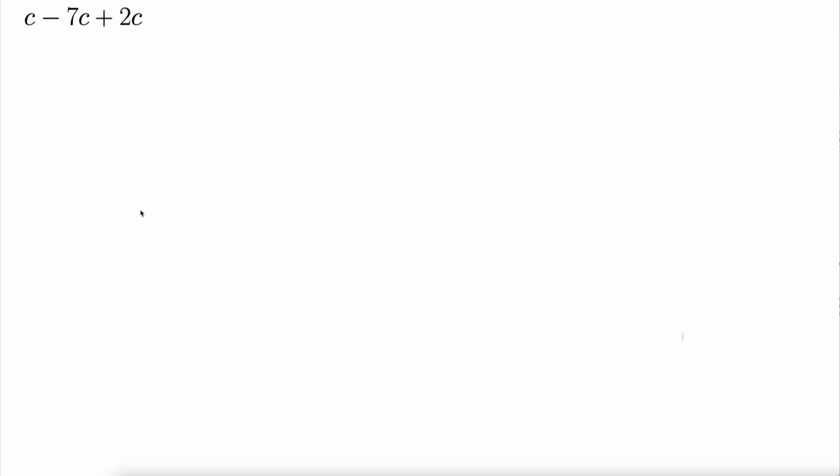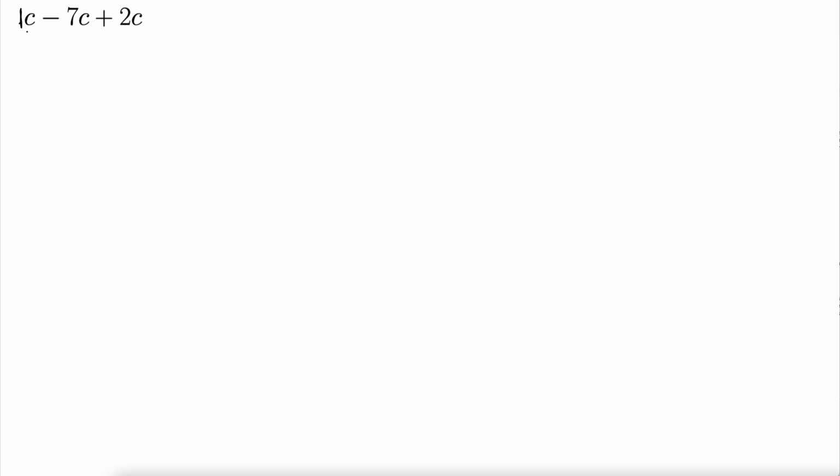The goal of this exercise is to combine like terms. So let's see what we have here. We have c minus 7c plus 2c. And when you see a variable by itself like this, remember there's kind of a hidden 1 in front of it. 1c is the same as c, so we usually don't write the 1, but there's actually a 1 hanging out in front of it there.